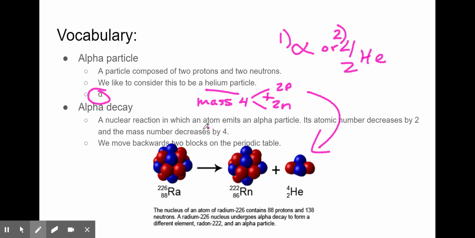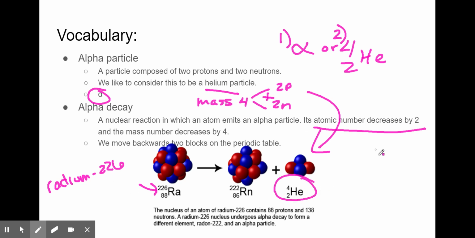So alpha decay is a nuclear reaction where an atom emits an alpha particle. The atomic number decreases by 2. That's really important to understand. So let's take a look here at the bottom. We are starting out with an atom of radium. This is actually radium-226. Why is it radium-226? Look at the mass number. The atomic number for radium is 88. We are saying that radium-226 is going to go through alpha decay.